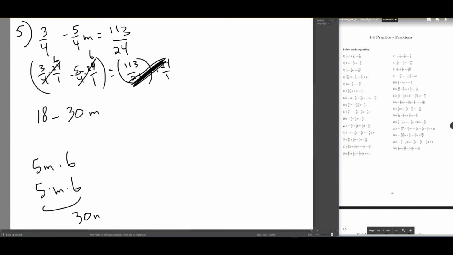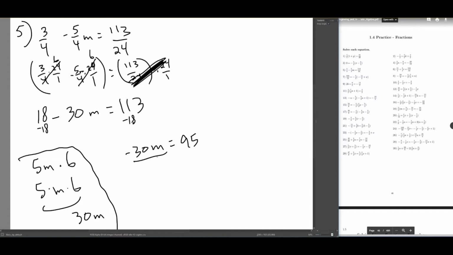So let's rewrite this. 3 times 6 equals 18 minus 5m times 6, that is 30m, right? 5m times 6 is really 5 times m times 6. You can combine these two to do 30m. And that equals 113. Let's move this aside. All right, so let's move that 18 to the other side by subtracting 18 on both sides. And you're left with minus 30m equals, oh boy, 113 minus 18. If you take out your calculator and do it, I think you'll get 95.